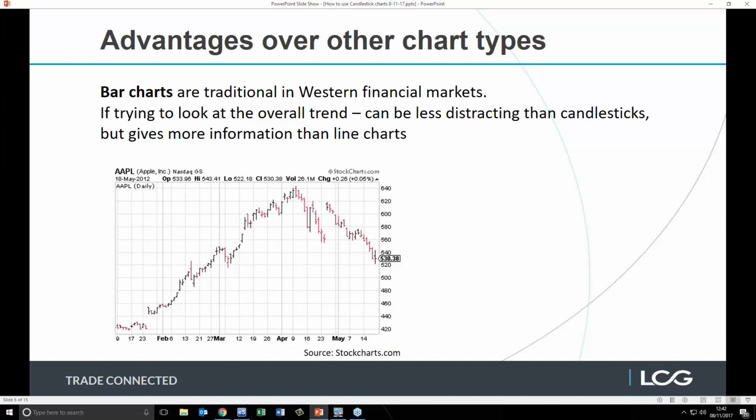Bar charts are the most traditionally used in Western financial markets. Candlestick charts, the full title is Japanese candlestick charts, are imported from Japan, obviously. I think, again, bar charts are good if you're just trying to identify the overall trend, and are slightly less distracting than candlesticks because you're not seeing that thick body. You're just seeing a line with the two ticks either side showing the open and the close. But it does give more information, and does show that intraday action, which a line chart doesn't.